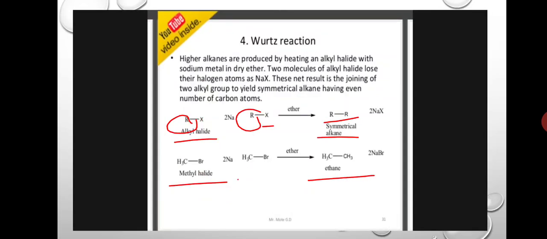And next is Wurtz reaction. By using this Wurtz reaction we can prepare higher alkanes. When alkyl halides are heated with sodium metal in presence of dry ether, higher alkanes are formed. Here we are taking 2 moles of alkyl halide in presence of ether, reacting with sodium metal and forming symmetrical alkanes. Here we are taking 2 moles of methyl iodide, reacting with 2 moles of sodium in presence of ether, and ethane is formed.